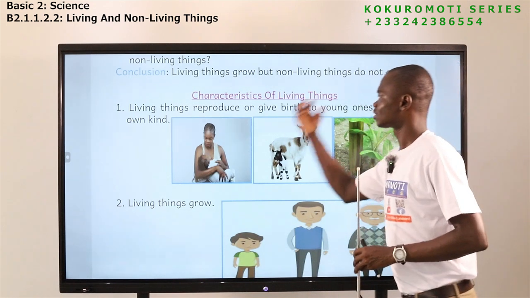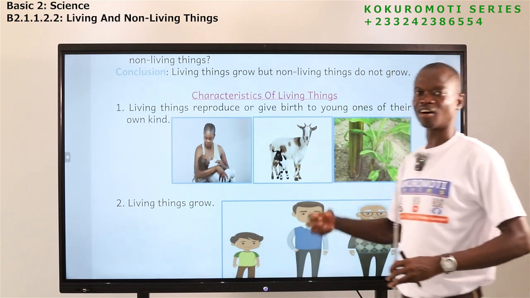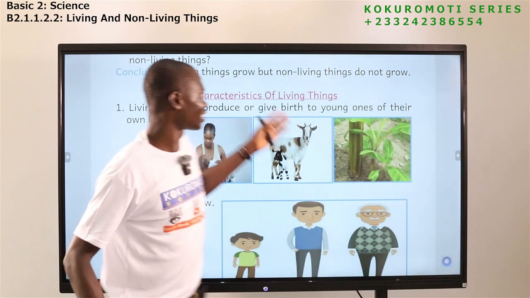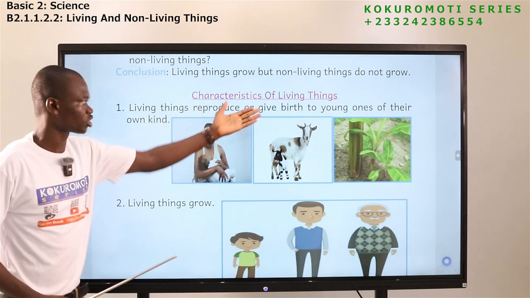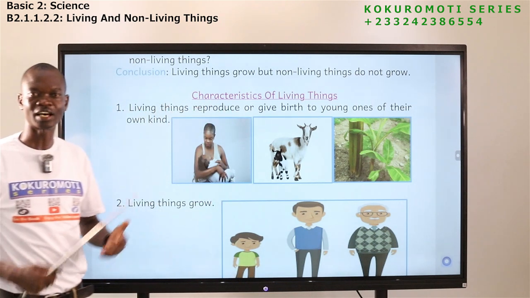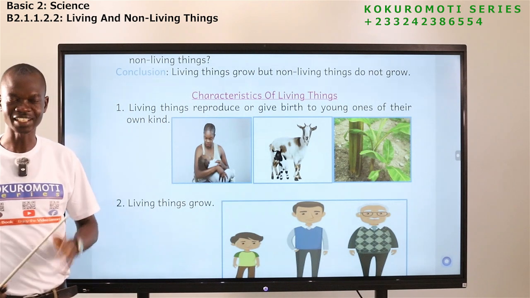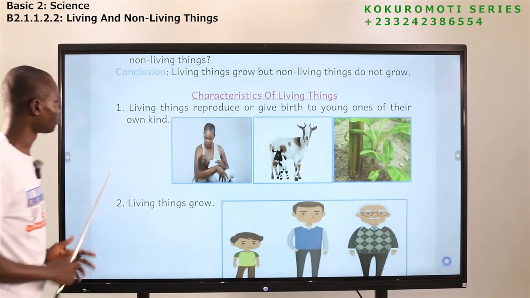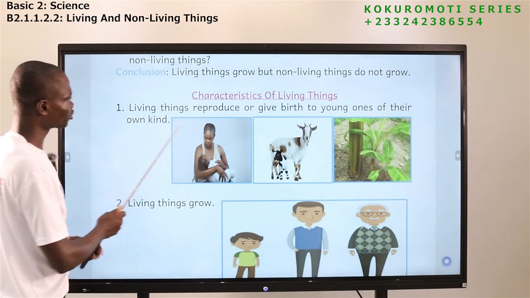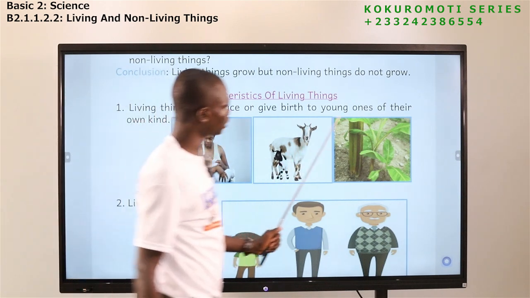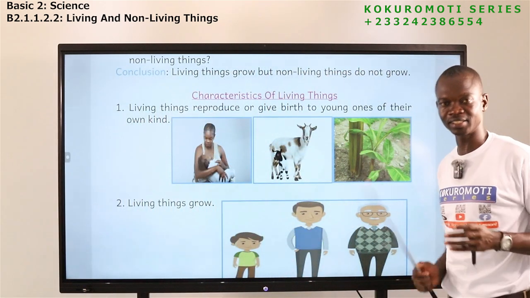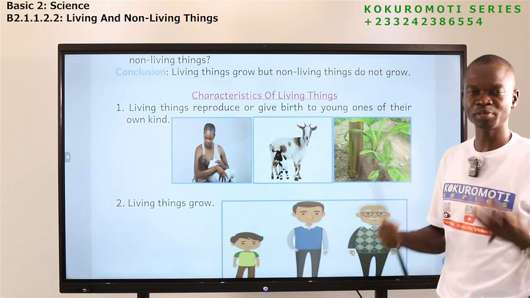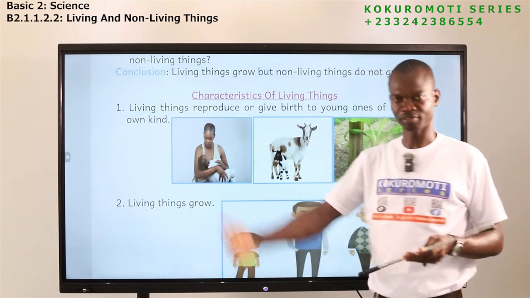But before that, let's look at the characteristics of living things. What makes living things different from what? Non-living things. What features do living things have that make them different from what? Non-living things. That's what we are looking at. So number one, living things reproduce or give birth to young ones of their own kind. So we are saying that all living things, they reproduce. I explained to you that reproduce means to give birth.